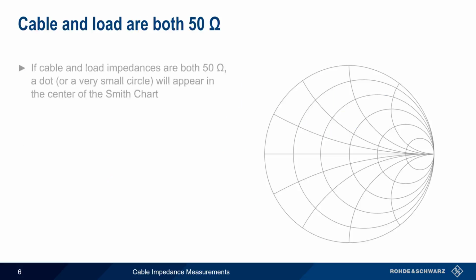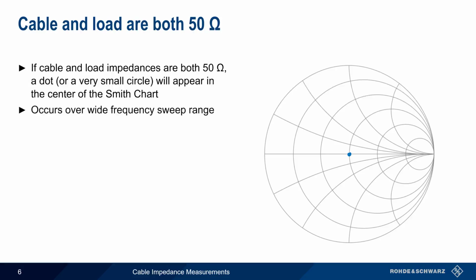If the cable and the load impedances are both 50 ohms, a dot, or a very small circle, will appear in the center of the Smith chart. This behavior generally occurs over a wide frequency range, although the dot may get slightly larger as the maximum sweep frequency increases.